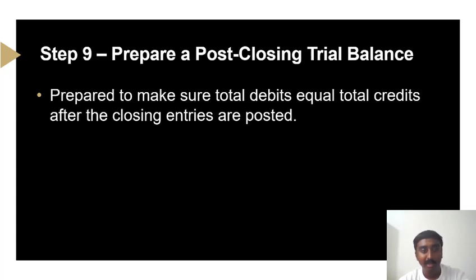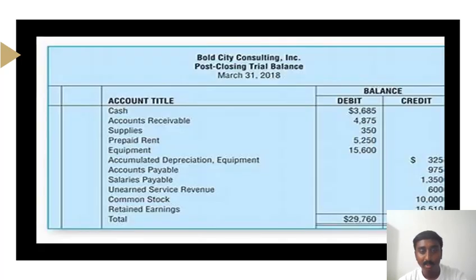So the final step is to prepare the post-closing trial balance. This is prepared to make sure total debits equal total credits after the closing entries are posted. So this is an example of a post-closing trial balance, which consists of account title and balances, with two amount columns. The first one is debit and the second one is credit.